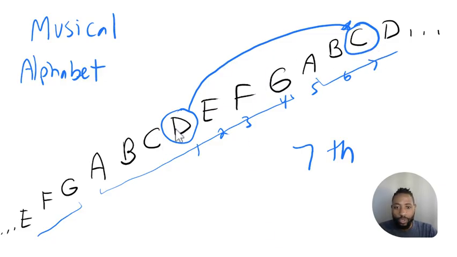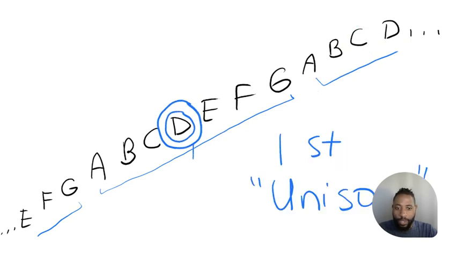So what happens if you are going more than 7? Well, first I'd like to go back, and if you're going from a D to the same D, or from any letter to the same letter itself, that's called a first. Or in music we call it a unison. It comes from the Latin uni, meaning one, and son from sonus, so one sound. So that's a unison.